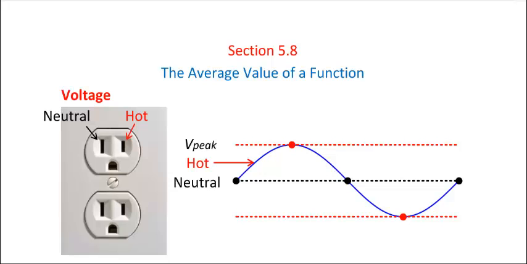In this example, I want to point out a place where the average value of a function is used, and this place is in household current. Okay, in household current, we usually think of household current as being 120 volts and 60 cycles.